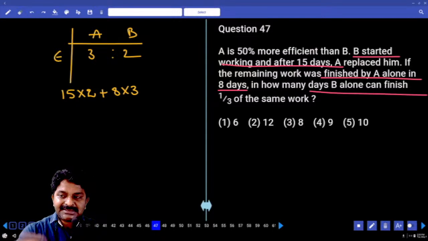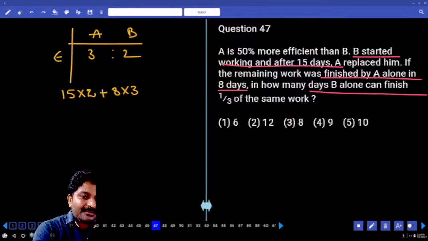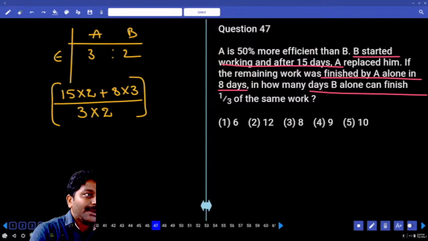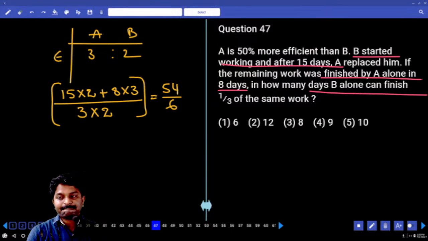In how many days can B alone finish 1/3 of the same work? This is the total work. B should do 1/3 of this work. And who should complete this? B per day will do 2 units. Numerator 30 plus 24, 54 divided by the answer.